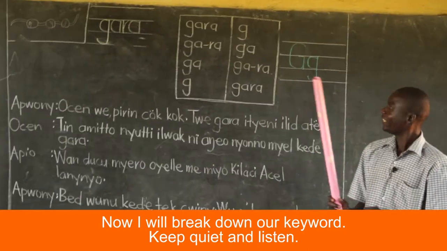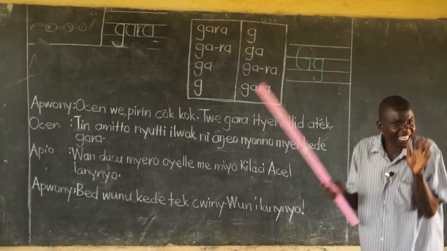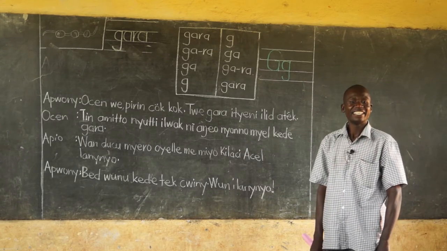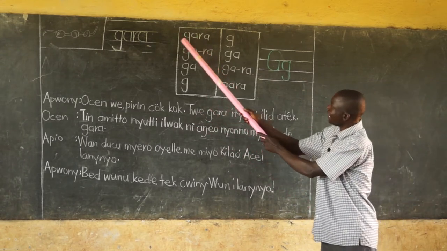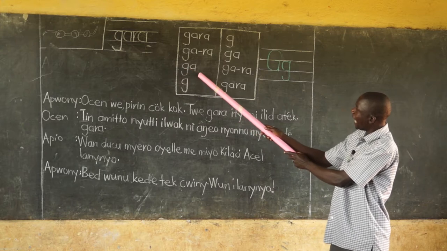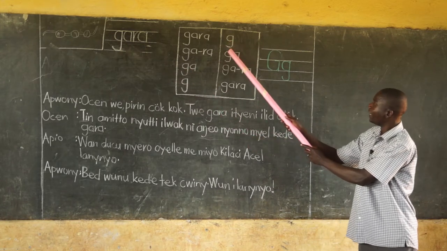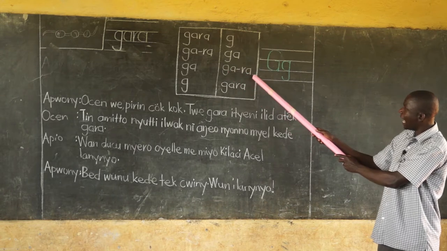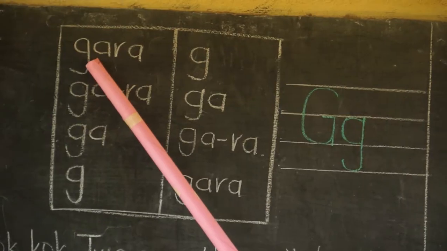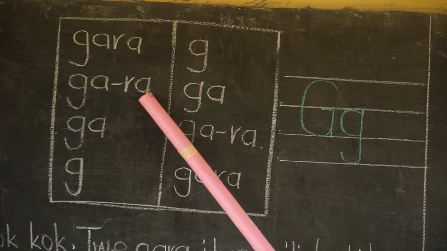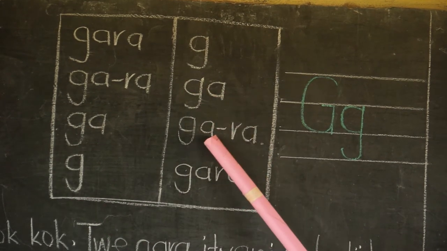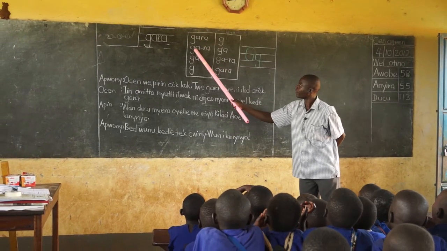After that, Jimmy demonstrates for pupils how to break down and build up the keyword using a table he has drawn on the chalkboard. Gara, gara, ga, ga, ga. After he does it on his own, that's the I do part, he asks the pupils to join with him, that is, the we do part, until they can read the segments fluently on their own, and that is, the you do part.